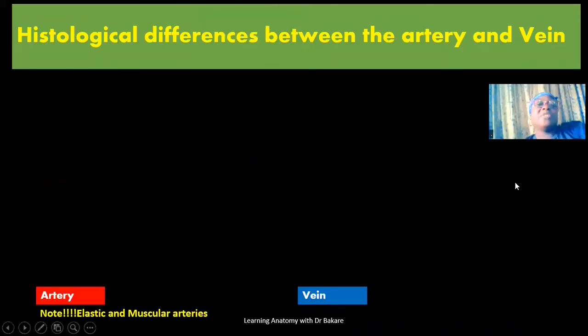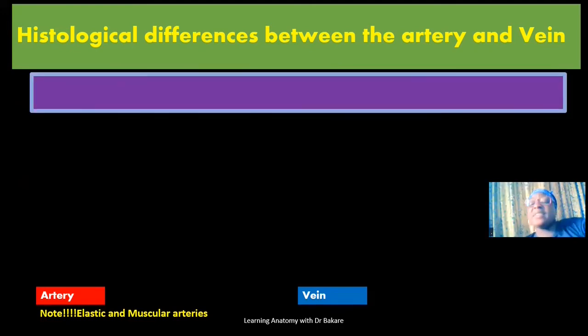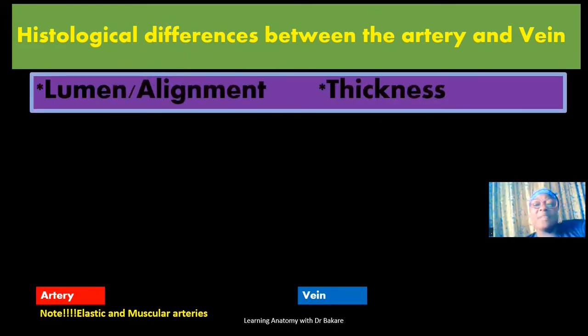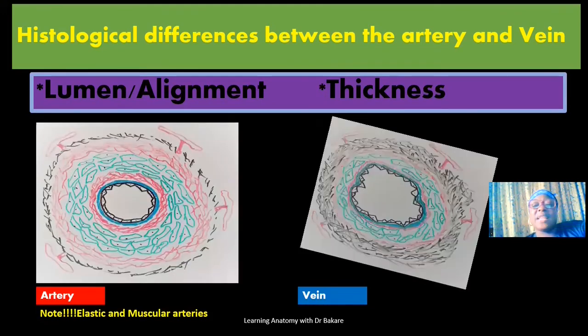So let's go further to now highlight the differences between the histological presentation of the arteries and also the veins, because there are also some differences in their microscopic presentation. The differences are centered around the lumen and also the thickness of the different histological subdivisions of the blood vessels. So let's drive through this to see what this presents. This is the artery and this is the vein.